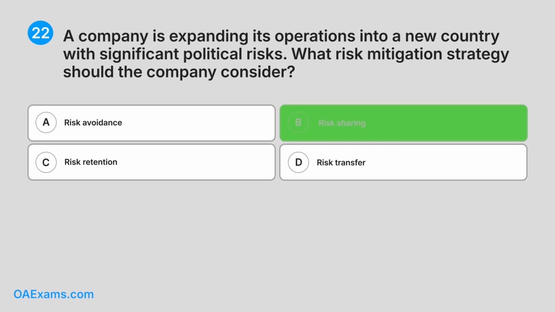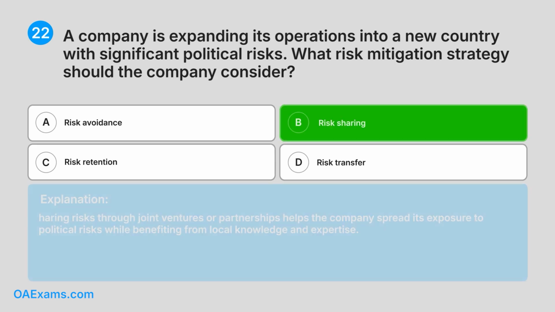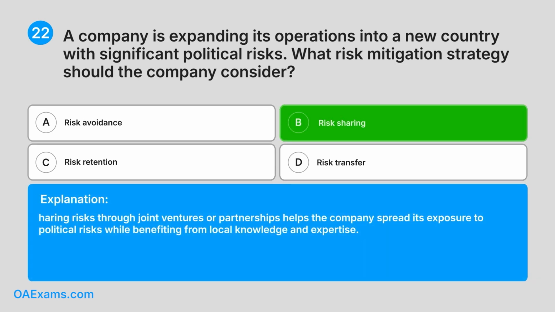Correct answer. B. Risk sharing. Explanation. Sharing risks through joint ventures or partnerships helps the company spread its exposure to political risks while benefiting from local knowledge and expertise.